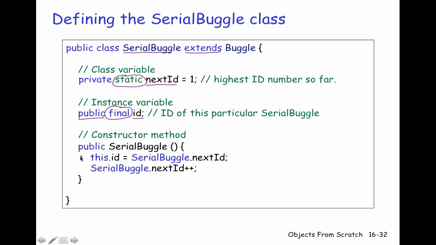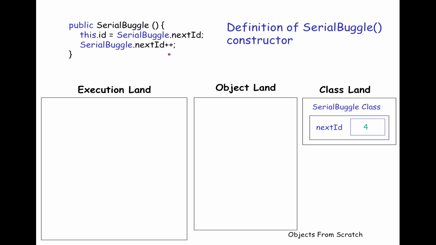We're going to do two things. In the first part, we're going to set or initialize the id of our new SerialBuggle to be what's in the nextID class variable. And then we are going to increment the nextID class variable so that it has the correct number for the next SerialBuggle that we are going to create. Let's take a look in the Java execution model to see how this works.